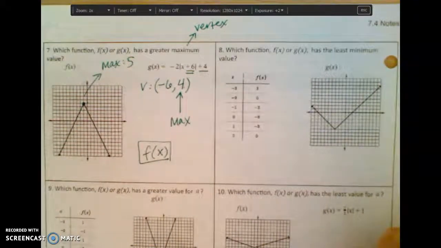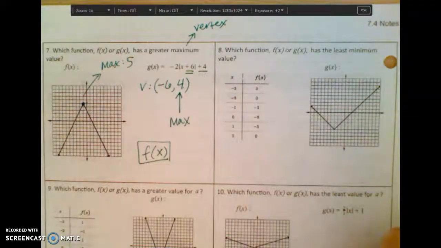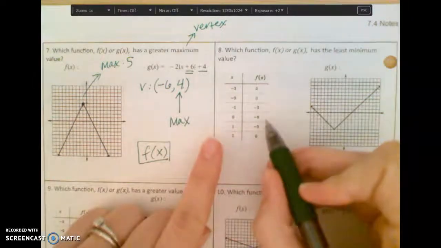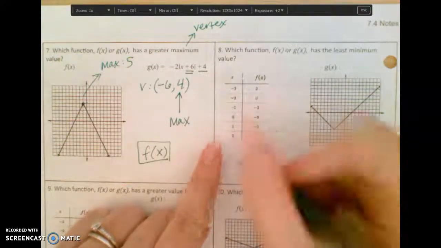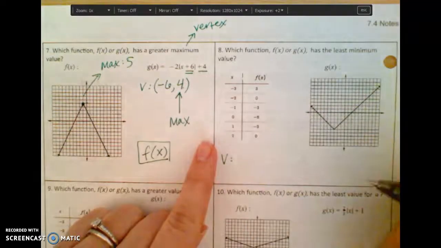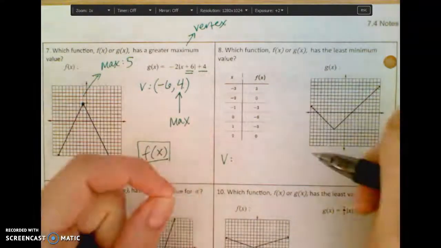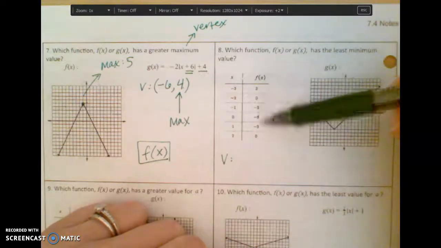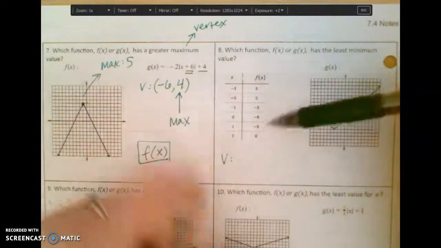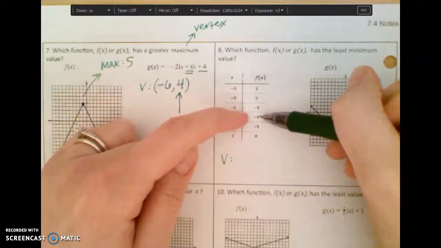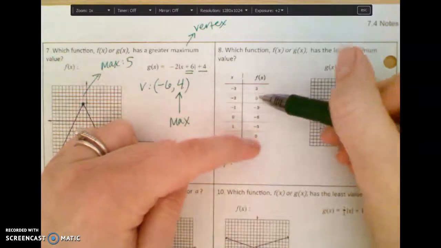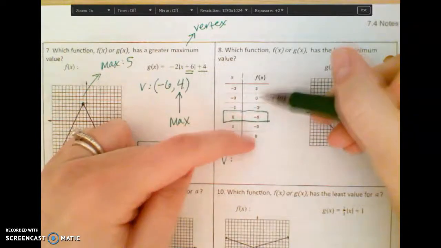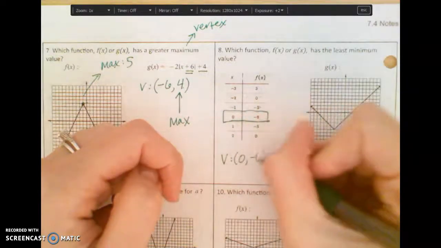All right, number 8, which one has the least minimum value? So now we have minimums, we have a table, we have our graph. Here's our table. To find the minimum from the table, again, we need our vertex. So let's look at our table. We need to find the very middle value, the ones with numbers mirrored around it. So I see 3, 0, negative 3, negative 6, negative 3, 0. So where do I have mirroring numbers? I see negative 6, then I see negative 3, negative 3. I see 0, 0. So this is my vertex because we are having mirroring numbers around it. Okay? So my vertex is 0, negative 6.